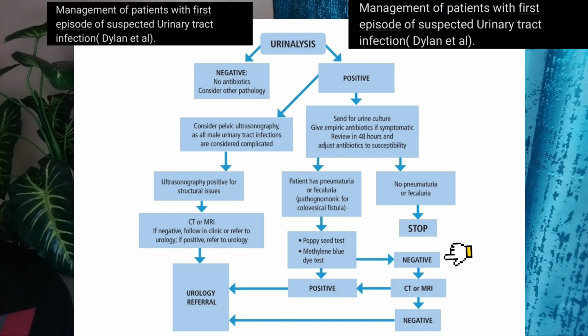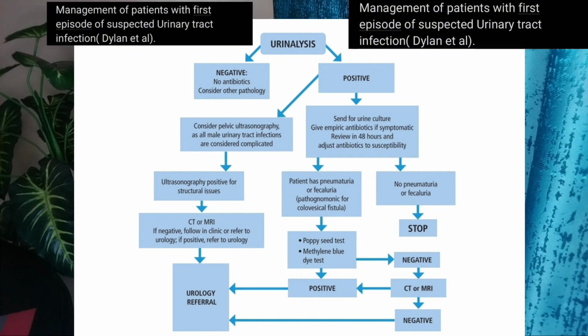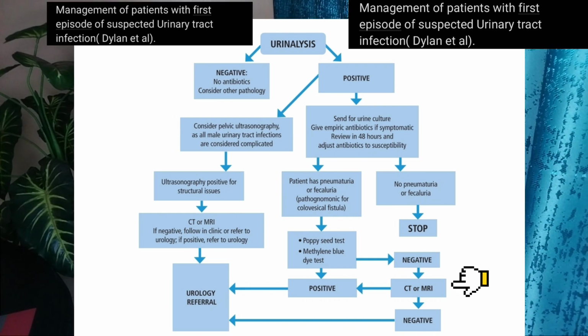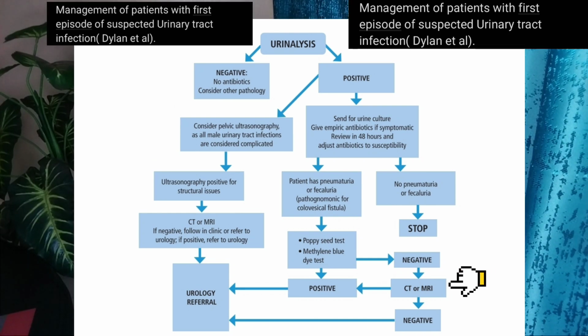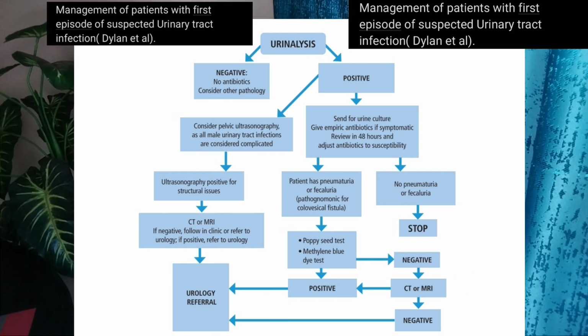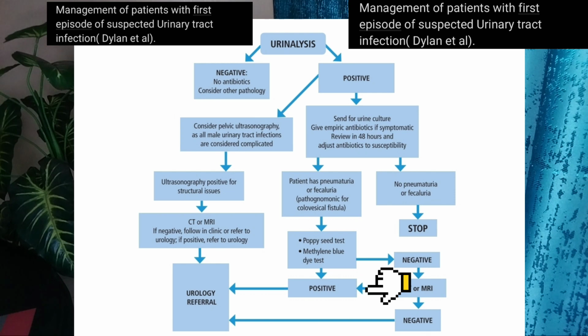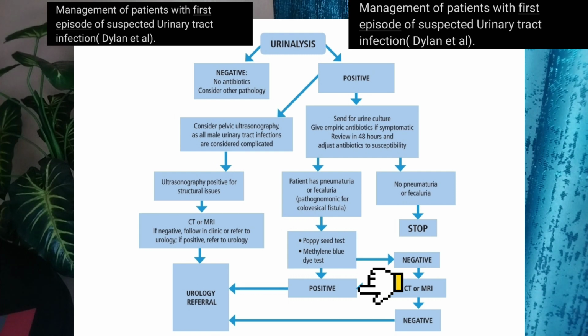If the poppy seed test or the methylene blue test is negative, we can do a CT scan or the MRI, looking out for structural changes, for example, an enterovesical fistula, diverticulum, or a tumor in the bladder. If the CT scan or the MRI are positive for structural changes, we can do a surgery to explore and see if there is any abnormality. Because remember, this patient had the specific features of an enterovesical fistula, even though they had a negative poppy seed test and a methylene blue test.